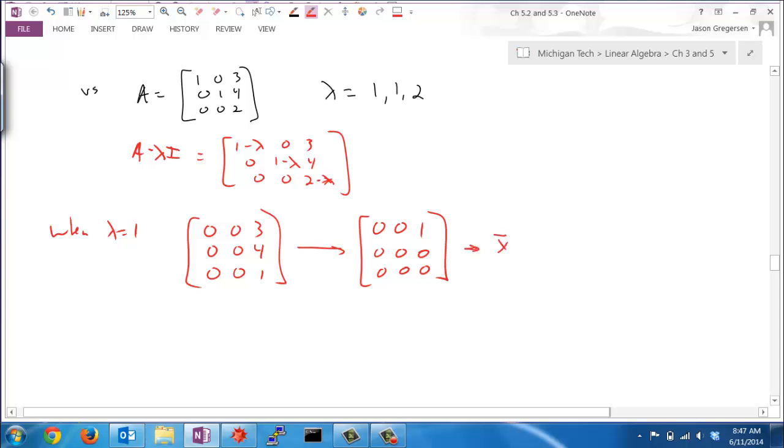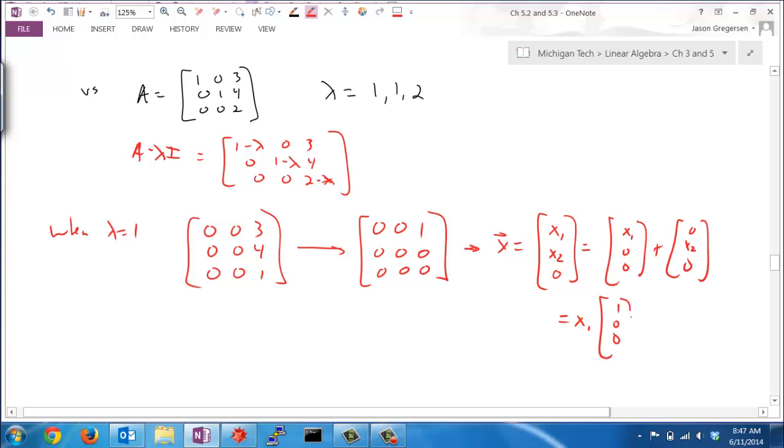Absolutely. So this tells me my solution is, well, x1 is a free variable, x2 is a free variable, and x3 is 0. So when I write this out parametrically, I have to have the sum of x1 stuff plus the sum of x2 stuff. It's going to look like x1, 0, 0, plus 0, x2, 0, which is x1 times 1, 0, 0, plus x2 times 0, 1, 0. And now I'm happy. I have two eigenvectors for this thing. The eigenspace that's associated with lambda equals 1 has two basis vectors.